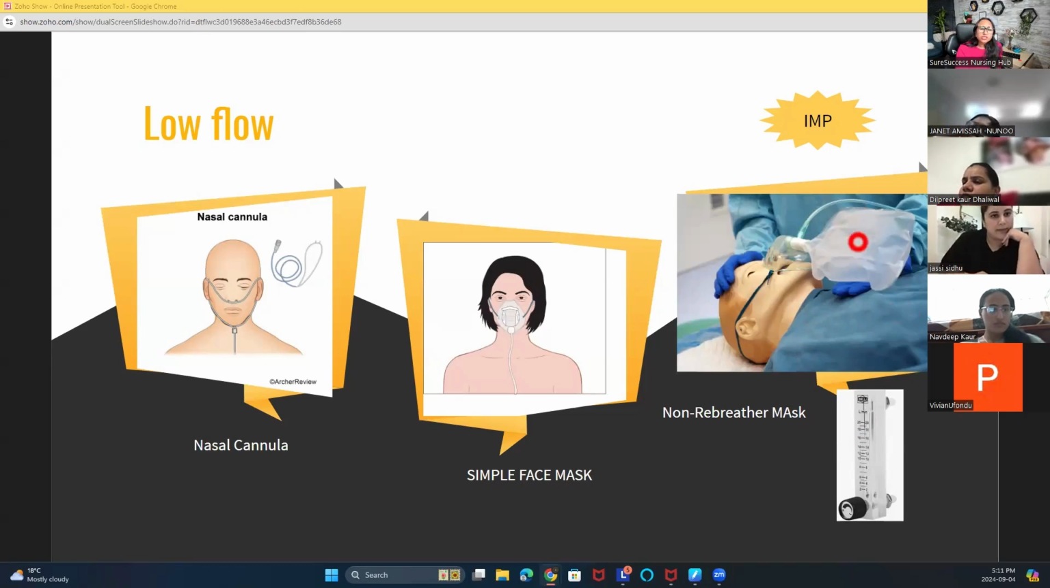And when do we usually give this reservoir mask? When your SpO2 is very low, less than 70, usually. For example, if it is in the 80s, like 88, you start it. If it is early 90s, 91, 92, you give the nasal cannula. If it is in the 80s, you try the simple face mask. If it is even worse than that and the patient is breathing, do you want to intubate a patient who is breathing? No. What is the choice? Non-rebreather mask. This is the one we are using.